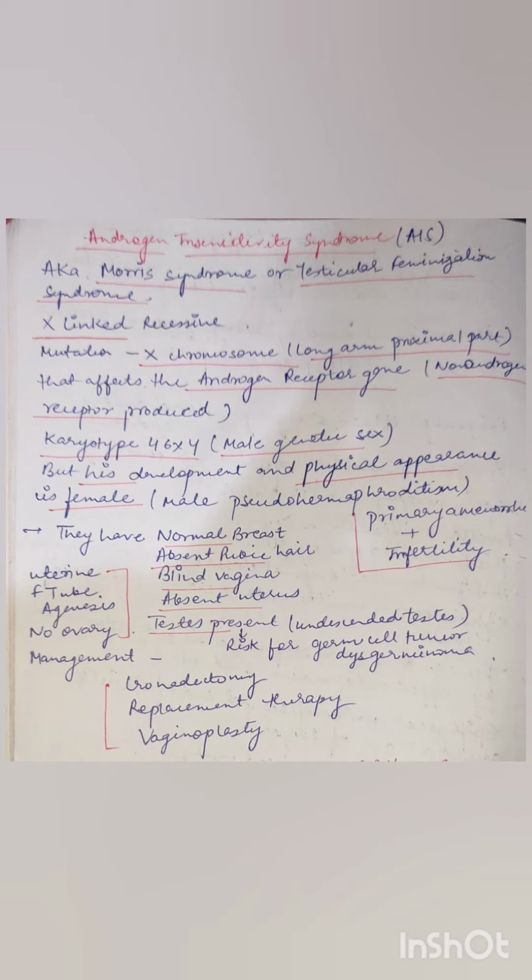They have normal breasts, absent pubic hair, blind vagina, absent uterus, and testis is present in the form of undescended testes. So there is uterine and fallopian tube agenesis. There will be no ovary. So it can lead to primary amenorrhea and infertility.